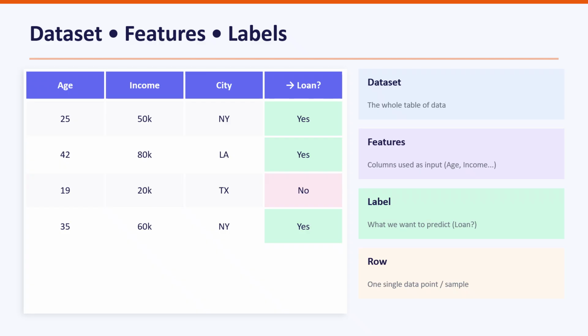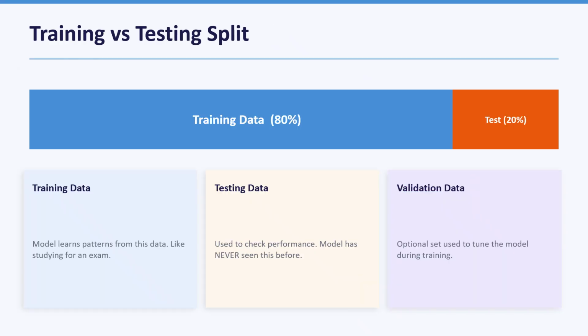So when someone says my model has 10 features and 50,000 samples, now you know exactly what that means. Here's one of the most important ideas in ML. You never train your model on all your data. Why? Because you need to test it on data it has never seen before to check if it's actually learned or just memorized.